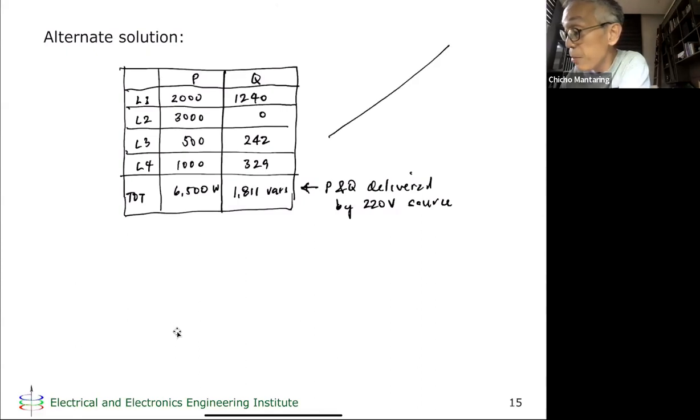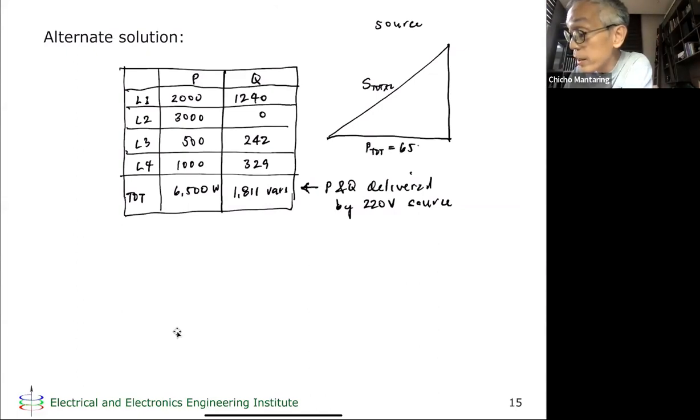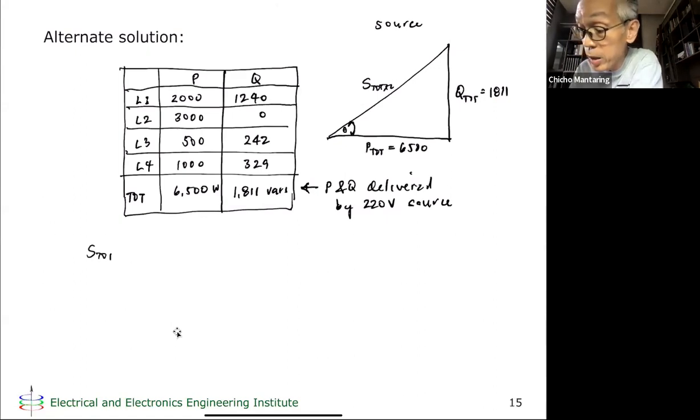Okay. So I have now my triangle. This is for my source. This is my S total. This is P total, which is 6,500. This is Q total, which is equal to 1,811. And this is going to be my theta, which is theta V minus theta I. What is S total? That is the square root of P total squared plus Q total squared.